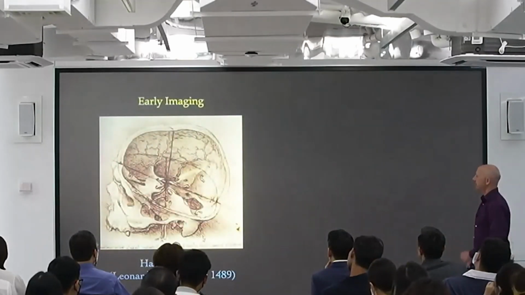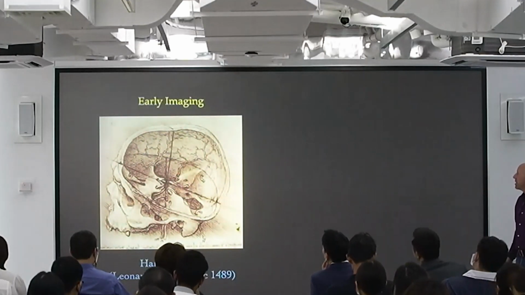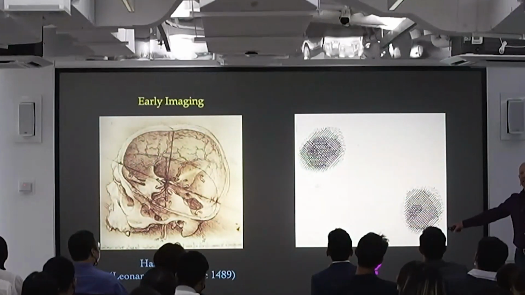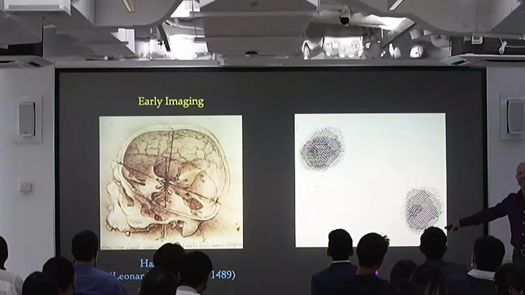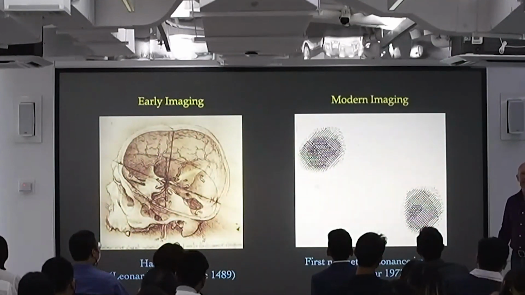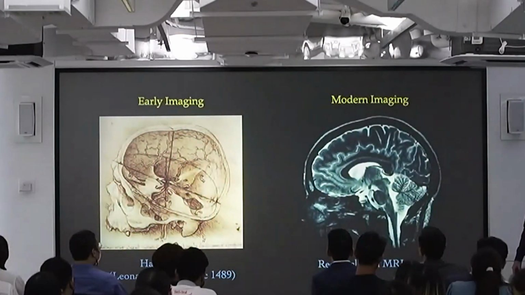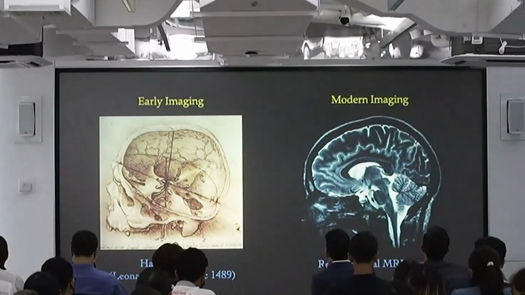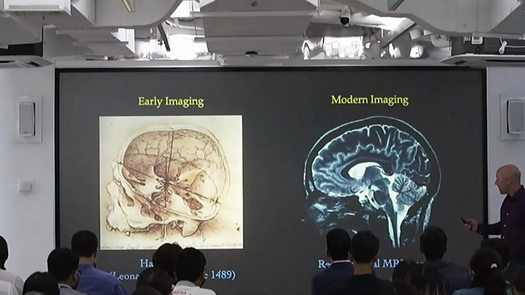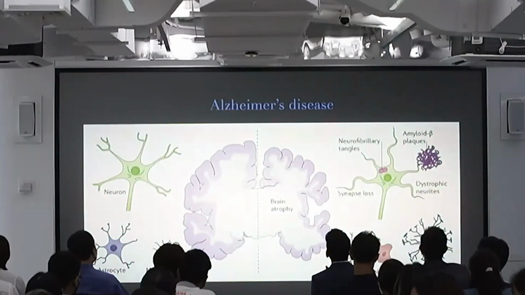Here's early imaging. This is the way it used to be done. It's a hand drawing by Da Vinci. Can anyone tell me what that is? Any guesses? That is the first MRI image. And we've made some progress since then. Once you have scanners, you bring in physics. I assume you're familiar with this idea, and we'll talk about how to look more closely at that.